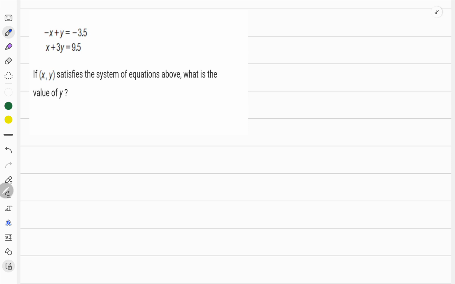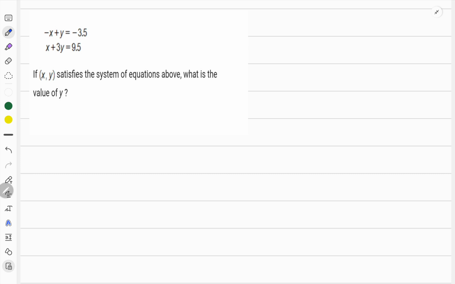Let's get started. Negative x plus y equals negative 3.5, x plus 3y equals 9.5. If x and y satisfy the system of equations above, what is the value of y?